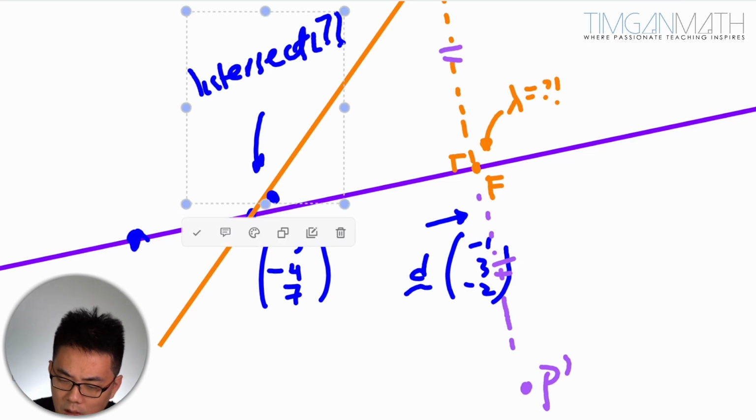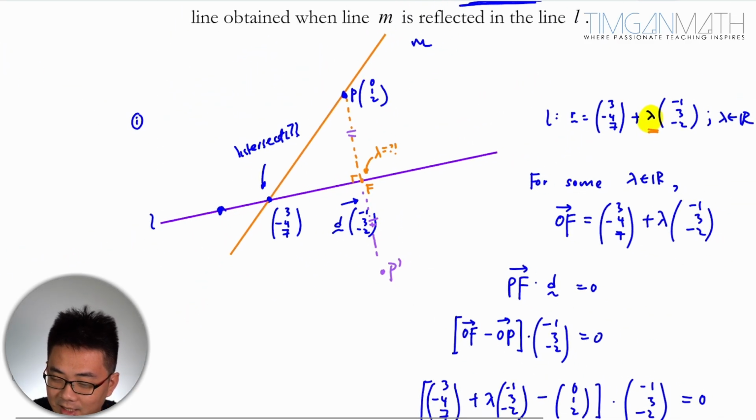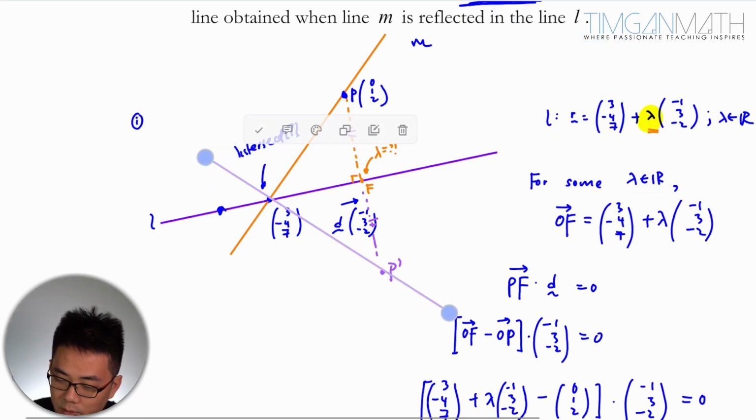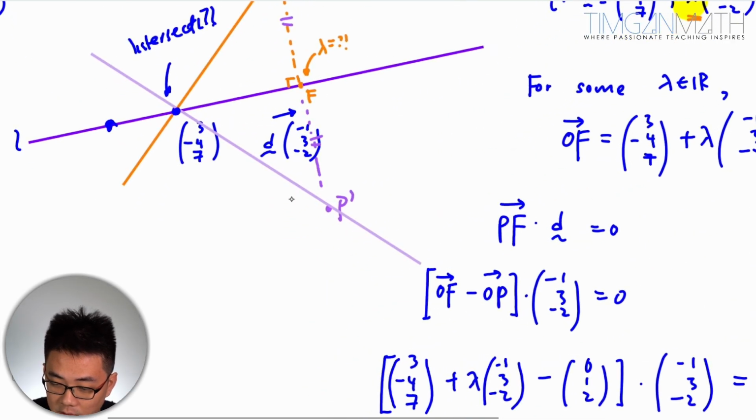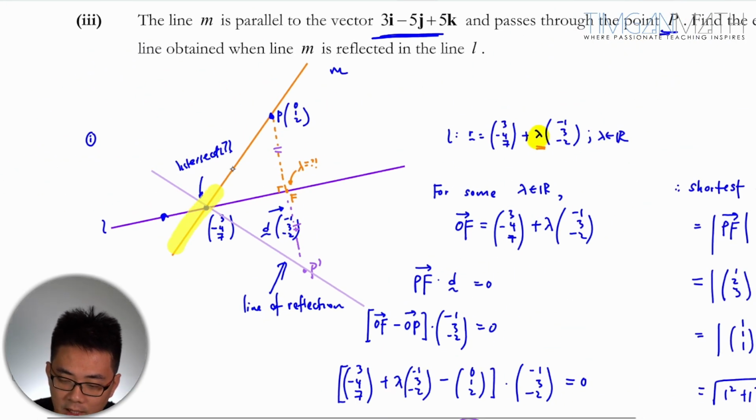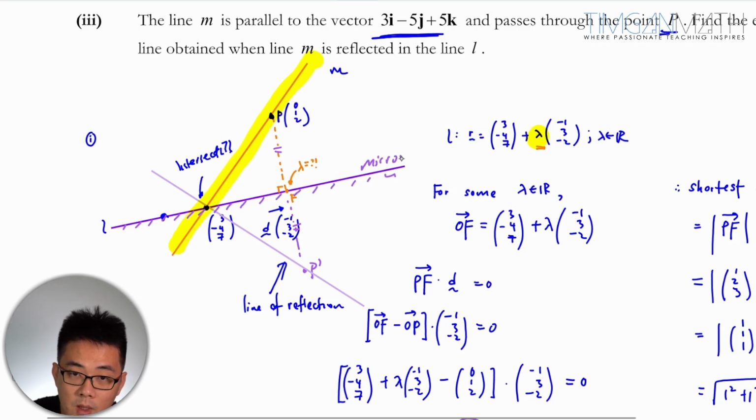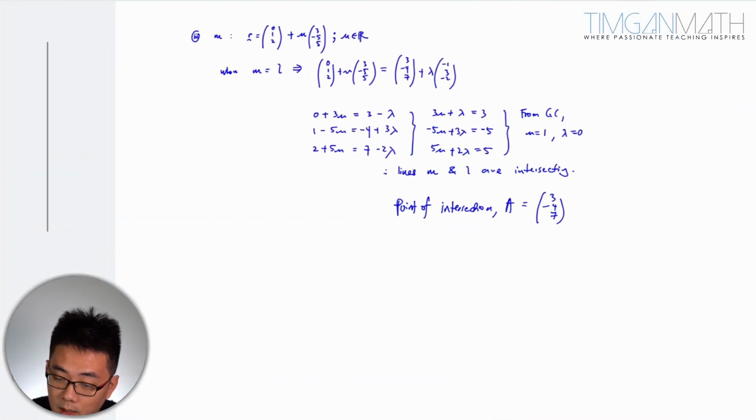So what are we going to do? We're going to find the equation of this line. The reflection line will pass through the intersection point and through this mirror image. Typically they will ask for the mirror image. This is the line of reflection, because if you reflect the orange line, the purple line is the mirror. So this line here will be the reflected line.